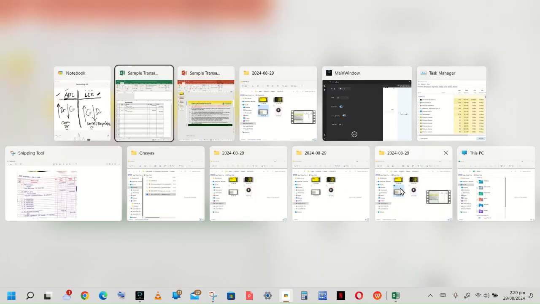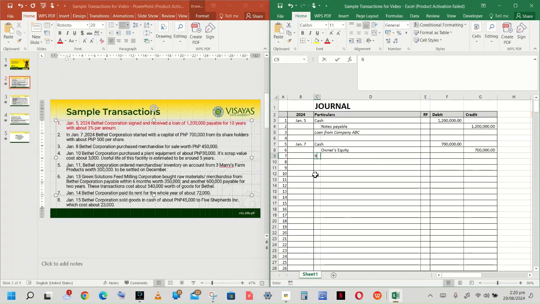So that's the explanation: received capital from shareholders. This is the same as the words withdrawal and drawings. Withdrawal is usually used by sole proprietorship types of business, while drawings is used by corporations.